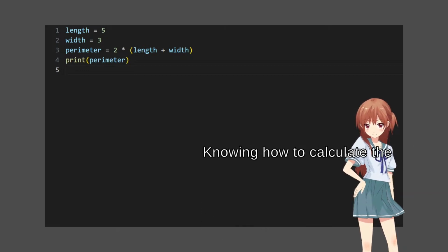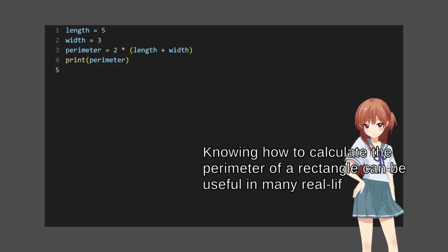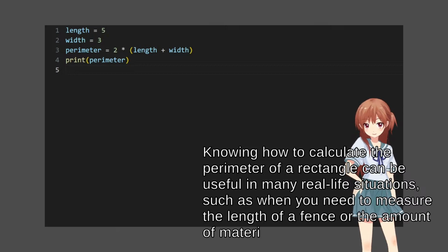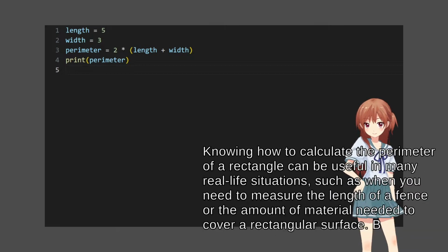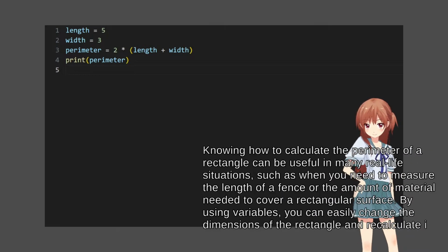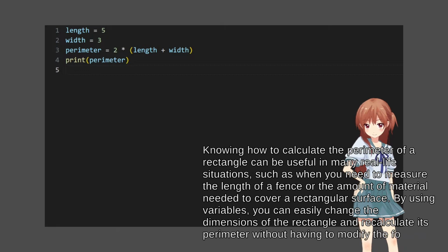Knowing how to calculate the perimeter of a rectangle can be useful in many real-life situations, such as when you need to measure the length of a fence or the amount of material needed to cover a rectangular surface. By using variables, you can easily change the dimensions of the rectangle and recalculate its perimeter without having to modify the formula manually.